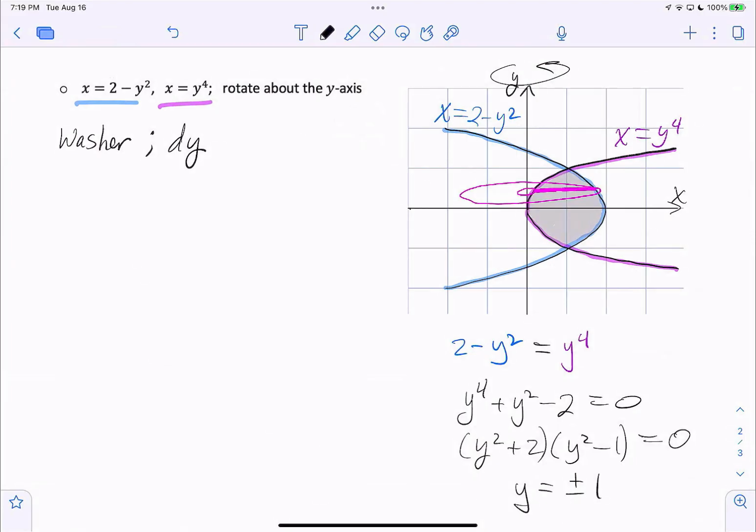With that in mind, I'd like for you to set up and then evaluate the integral that gives the volume for this situation. Come back when you're done.